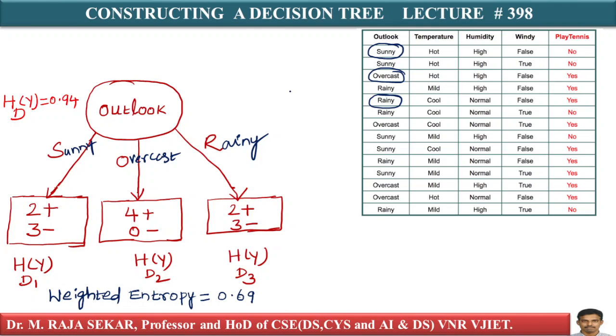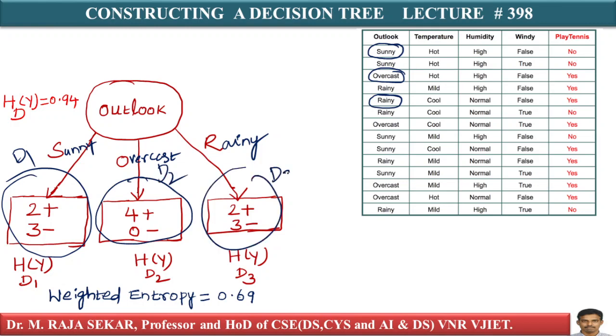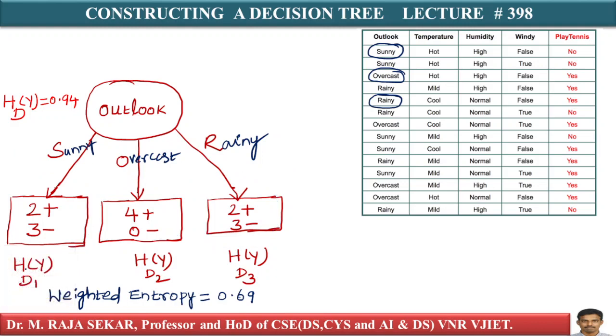Now, when I break my data set using the Outlook feature, I get 3 data sets. This is my first data set D1. This is my second data set D2. This is my third data set D3. For each of these data sets, I can compute entropy. This is H of Y for D1, entropy of class label Y for data set D1. This is H of Y for D2, and this is H of Y for D3. We already discussed it.